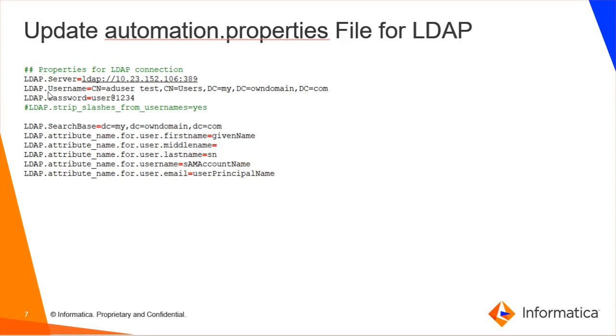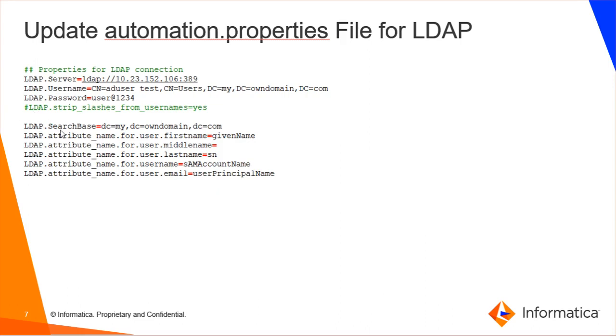The next one is ldap.username. This is nothing but the service account which will have a permission to search in the LDAP server for the user accounts, and its corresponding password. The next parameter is ldap.strip, to strip a slash from the username. Let's say the username has a slash; if you want to strip that while creating that user in MDM, you can use this property, else comment this property out.